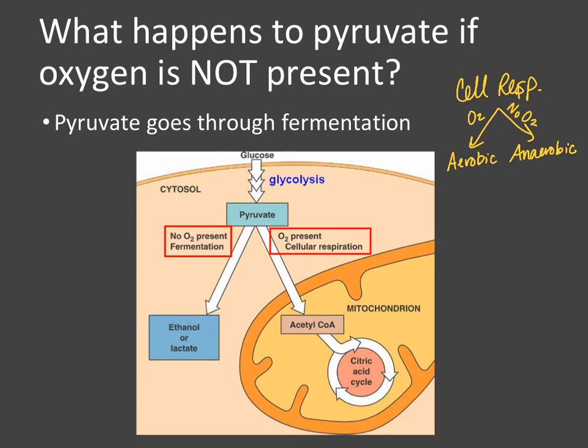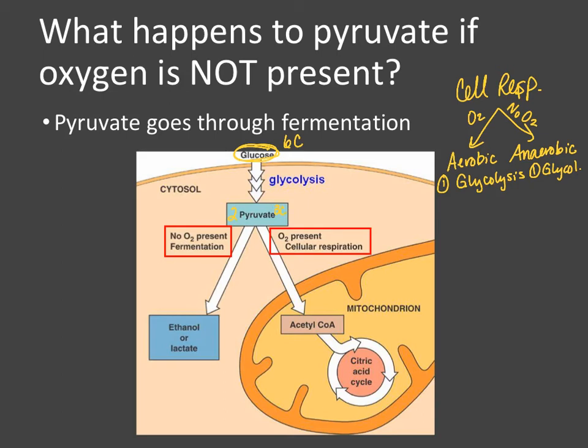Now, remember that the first step of both aerobic and anaerobic respiration is glycolysis. But what happens to the end product of glycolysis is going to differ. So remember that during glycolysis, you have a glucose, which is a 6-carbon compound that gets broken down into 2 pyruvates, which are 3-carbon compounds.